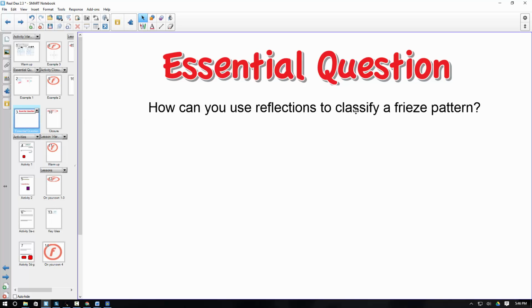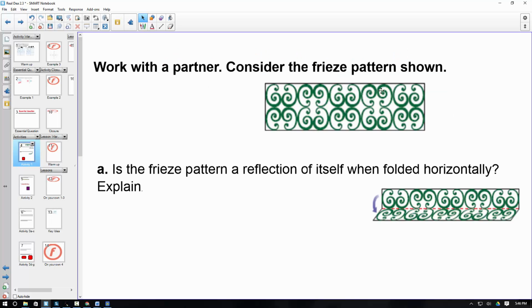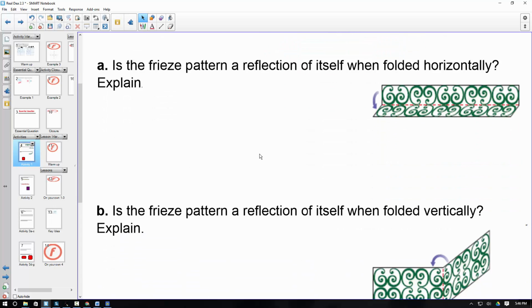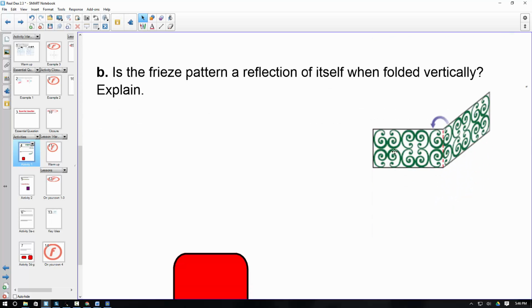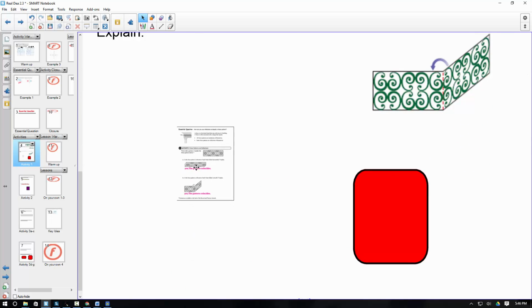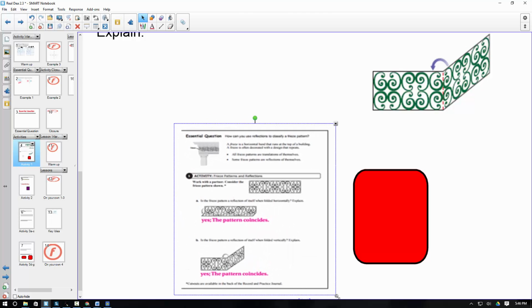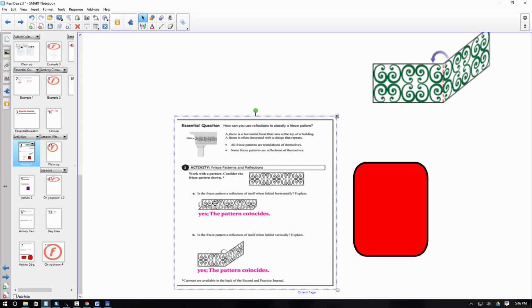How can you use reflections to classify this pattern? Look at this pattern, and it says, is this pattern a reflection of itself when folded horizontally? And then it says, if you fold this on itself, will it be a reflection as well? For both of these, it will be. Let me show you why. The pattern looks exactly the same. So if I fold it over, this would fold directly over the top. So it is congruent. It goes right over the top of it. Same with this one over here. The pattern coincides as well.